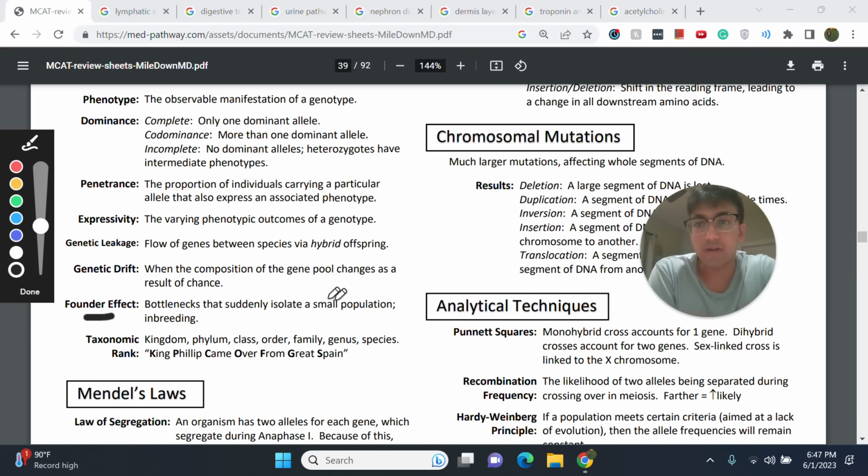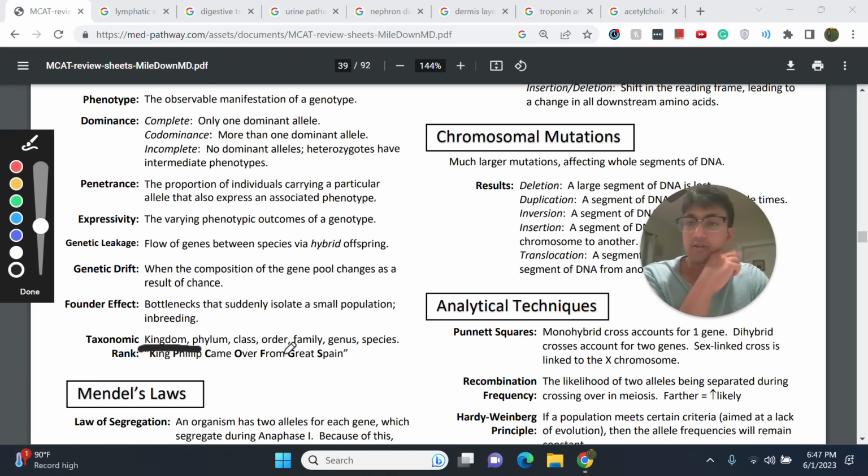Founder effect is when, for example, you have a bird that goes to a new island, and its genes are the thing that is responsible for creating a lot of the new genes. There's a lot of inbreeding as a result of founder effect. And then you should know that this is the taxonomic rank.